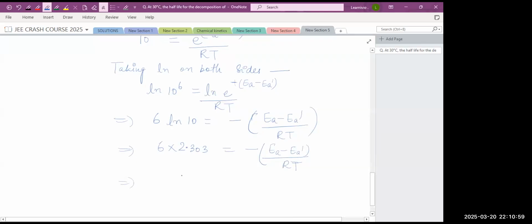Just cross multiply it. When you open the bracket, you will get EA dash in positive form, and you will get minus EA. This will give you 2.303 into 6 RT. So what will be the change in activation energy? EA dash minus EA will be 2.303 into 6 RT. So which option is correct?